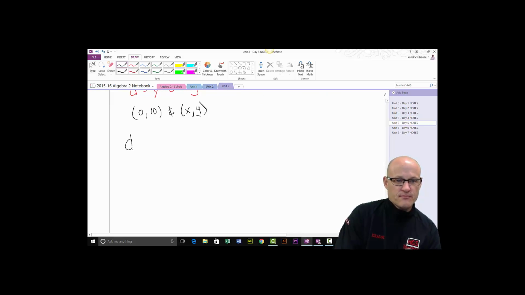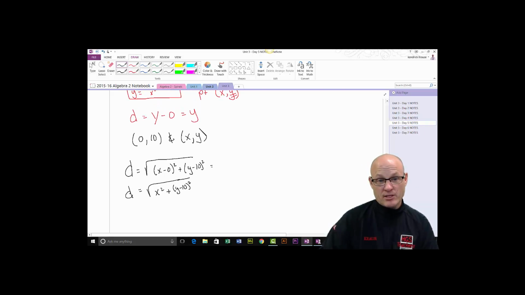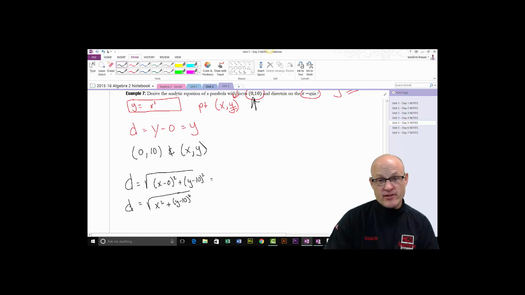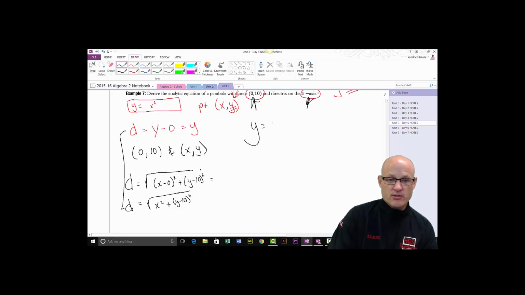So, we're going to use the distance formula. And the distance formula says it's x minus the x value squared plus y minus the y value squared. Well, this is just equal to the square root of x squared plus y minus 10 squared. All right, so that's our distances. Now, if we're looking for that parabola that's going to have this as its focus and this as its directrix, it's going to satisfy the fact that these two distances have to be equal. Or in other words, y has to equal the square root of x squared plus y minus 10 squared.